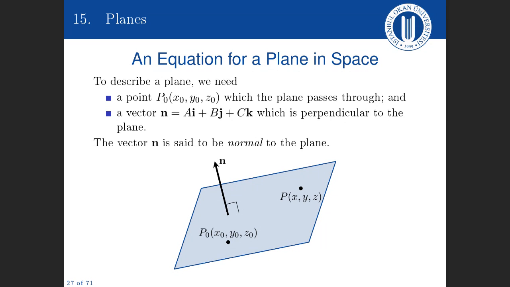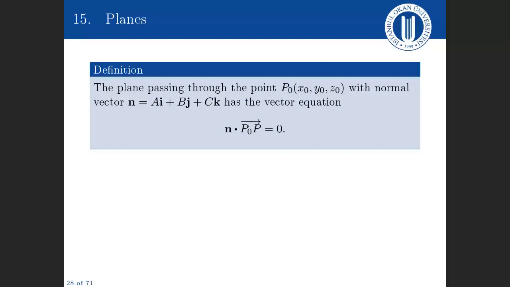Now, if P is any other point on the plane, then the vector from P0 to P is contained inside the plane. That means that the angle between that vector and n must be 90 degrees. These two vectors must be orthogonal. In other words, n dot the vector from P0 to P must be equal to 0. And this is our definition of the vector equation for a plane.